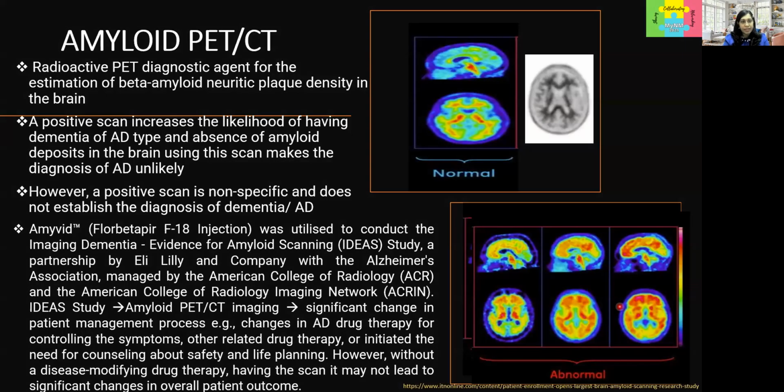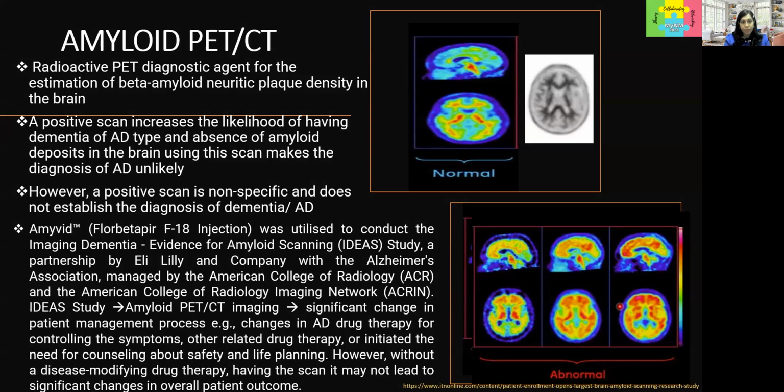Amyloid PET-CT imaging uses a radioactive PET-CT diagnostic agent for the estimation of beta amyloid neuritic plaque density in the brain. A positive scan increases the likelihood of having dementia of AD type, and the absence of amyloid deposits in the brain using this scan makes the diagnosis of AD unlikely. However, a positive scan is non-specific and does not establish the diagnosis of dementia or AD.